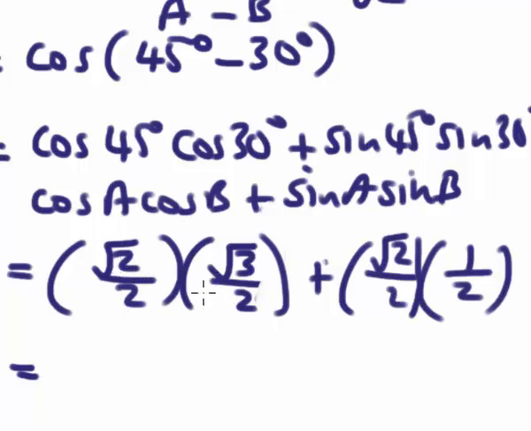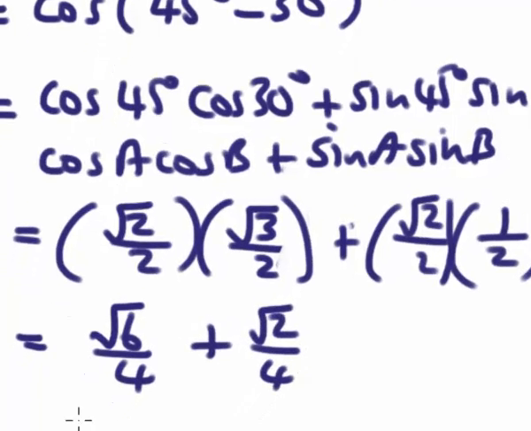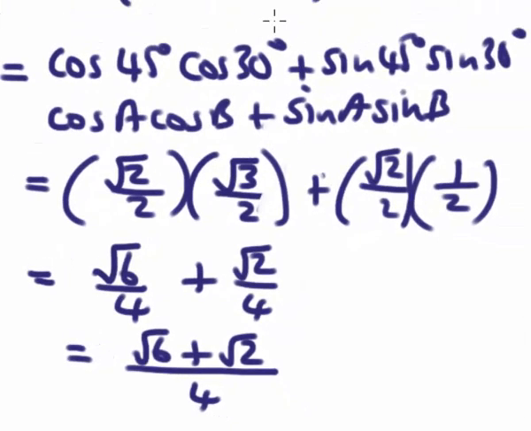And then root 2 times root 3 is going to clearly give me the root of 6 over 4, and then plus the root of 2 over 4 there. So if you put that all together, it's the root of 6 plus the root of 2. And there we go. Okay, so the answer then is root 6 plus root 2 over 4.